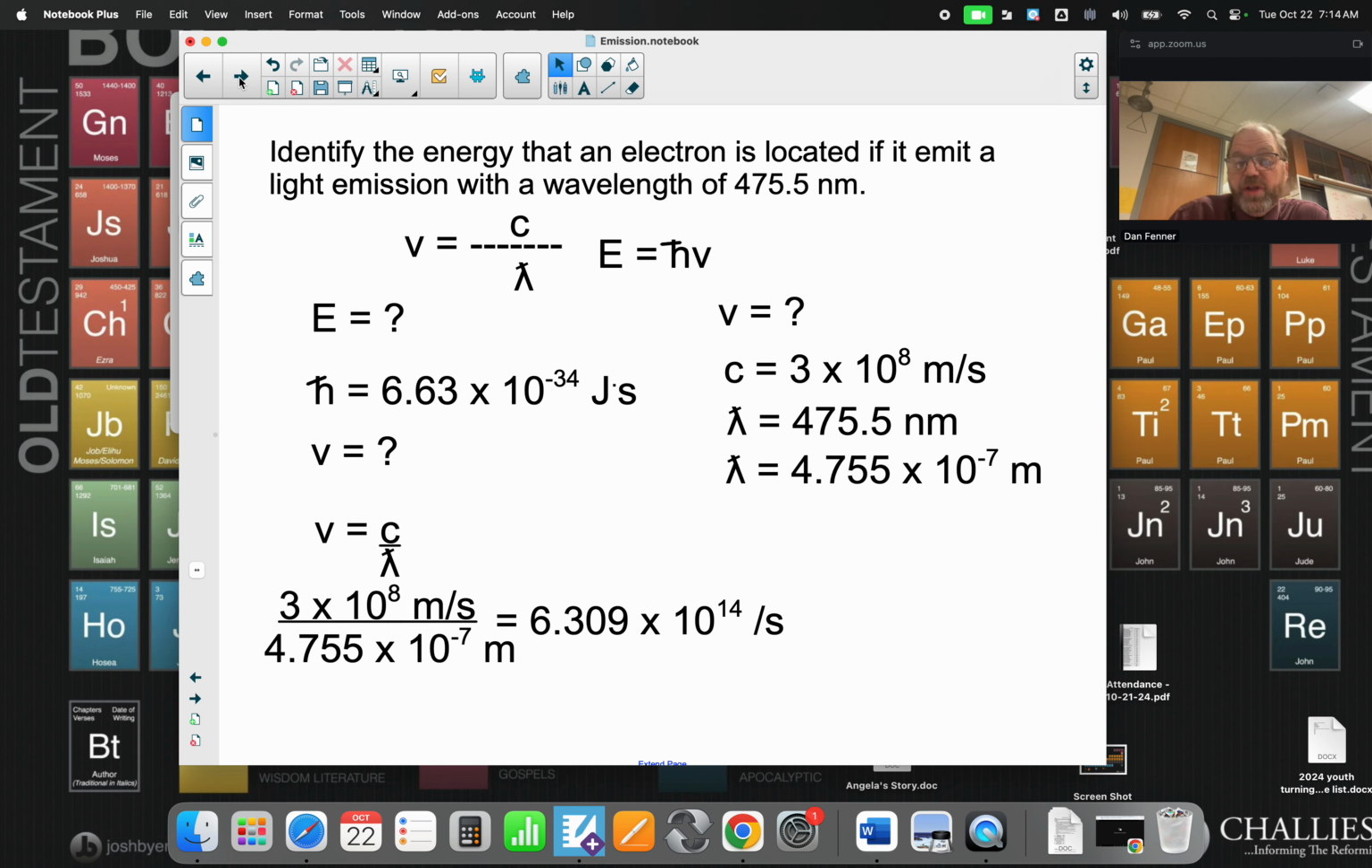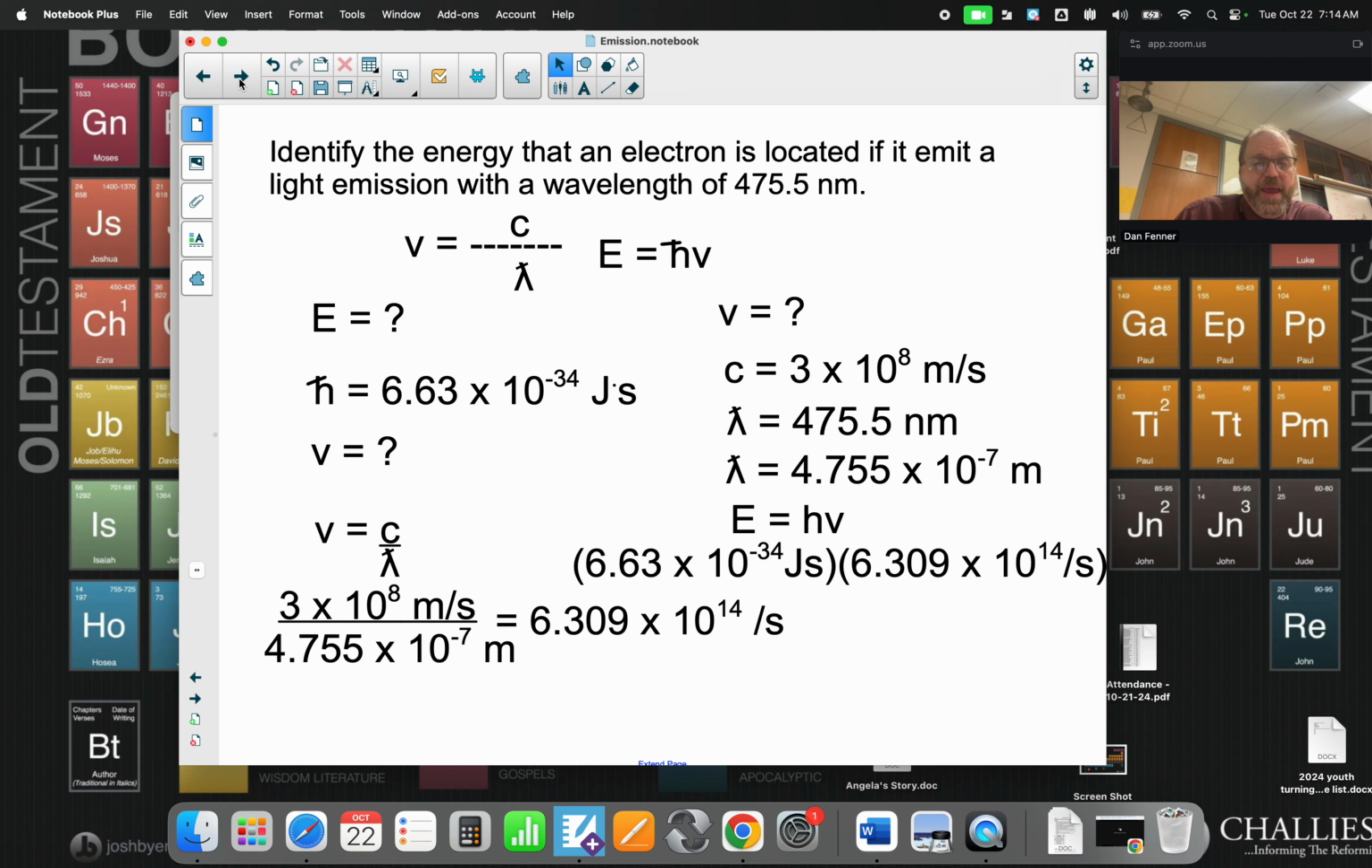Now, I'm not going to convert it to hertz because I don't care what the frequency is. I'm going to use that value. So therefore, E equals H times nu. And H is 6.63 times 10 to the minus 34 joule seconds. I forgot the line on top. I apologize.